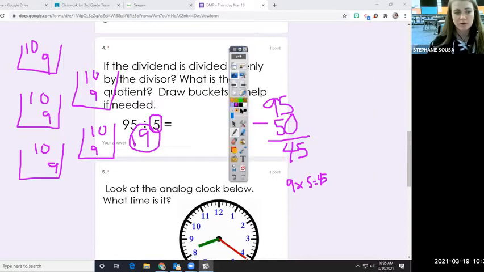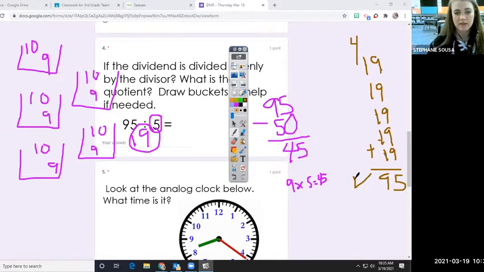Miss Sousa, how do you know? I'm so glad you asked, children. Allow me to explain how I know. I have 5 groups of 19. Let's add it up and see if it equals 95. 9, 18, 27, 36, 45. Carry my 4, put down my 5 ones. 4, 5, 6, 7, 8, 9. 95 it is. Yep. 5 groups of 19.